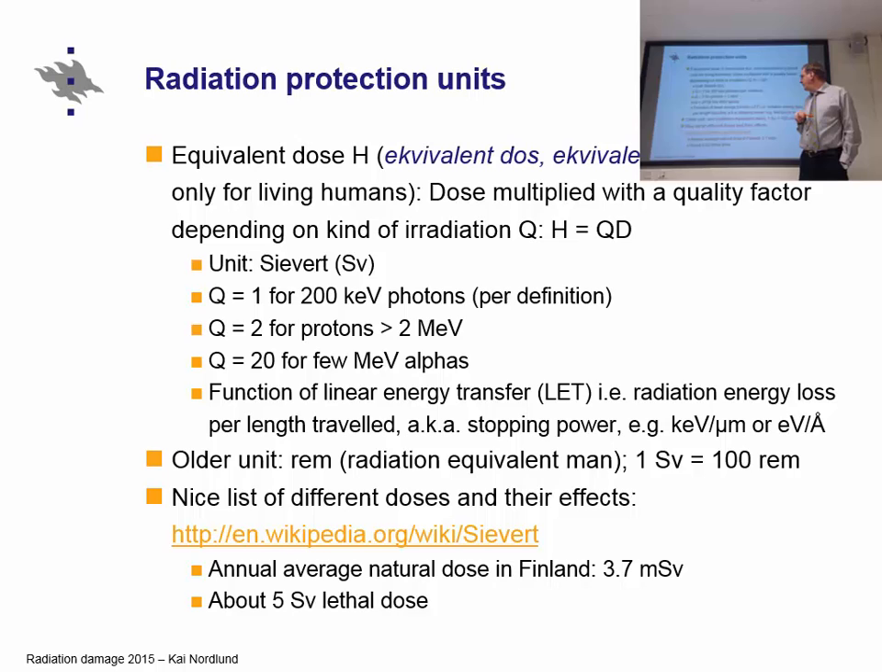One thing one can remember is that the average natural radiation dose in Finland is 3.7 millisieverts per year, and this is more than 3 orders of magnitude lower than the lethal dose, which is roughly 5 sieverts.